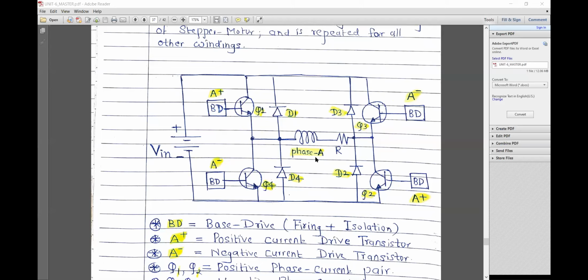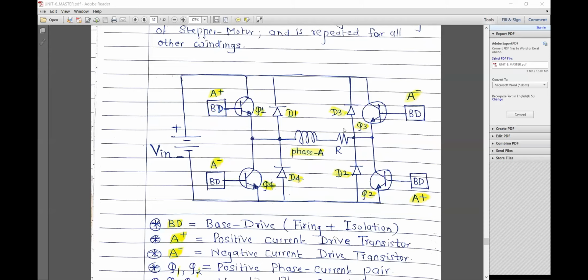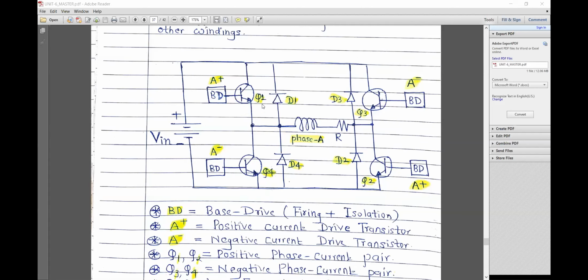As we said, this is the drive for the permanent magnet kind of motor in which the current direction has to be reversed. The current flowing through the windings of the stepper motor has to be reversed in order to reverse the direction of the motor. So I've written here Q1, Q2, Q3 and Q4. Are you able to see A plus? Yes, sir. I have written A plus for Q1 and A plus for Q2. Similarly, I have written A minus for Q3 and A minus for Q4.